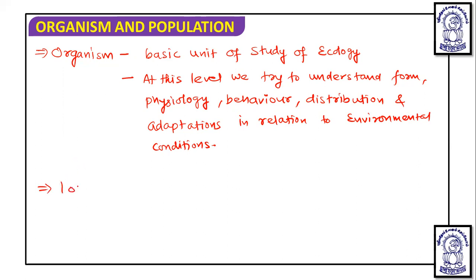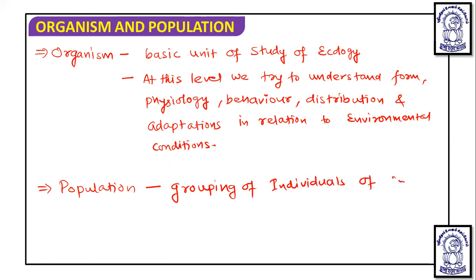After the organism, the second level is the population. As we have described, a population is nothing but a grouping of individuals of the same species inhabiting, not inhibiting, inhabiting, or surviving in a given area.